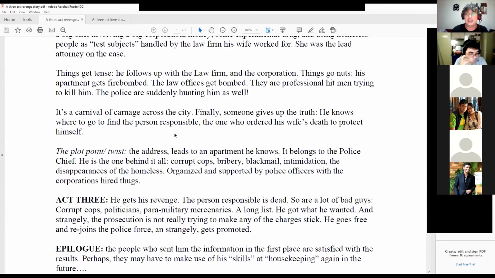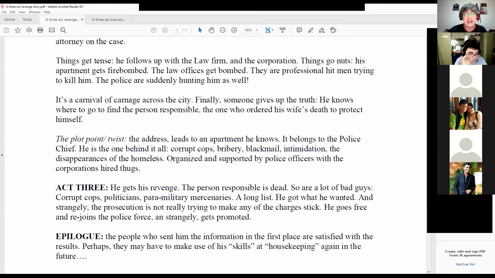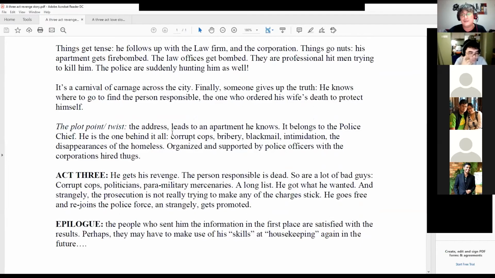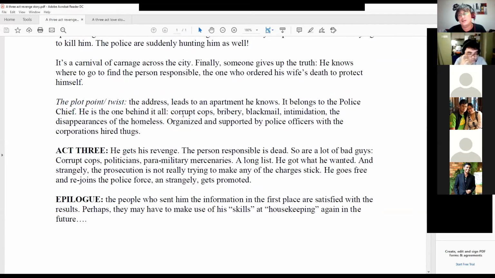You have your escalation, and in these kinds of plots, very simplistically, it ultimately comes down to somebody spilling the beans on where to find the one responsible, the antagonist. And then, of course, Act 3 culminates in that crisis point, that one big event, the final showdown. He gets his revenge. A lot of people are dead.